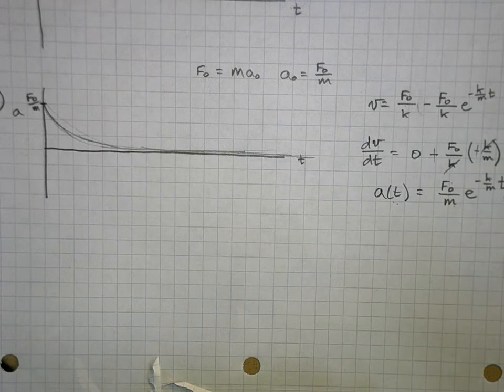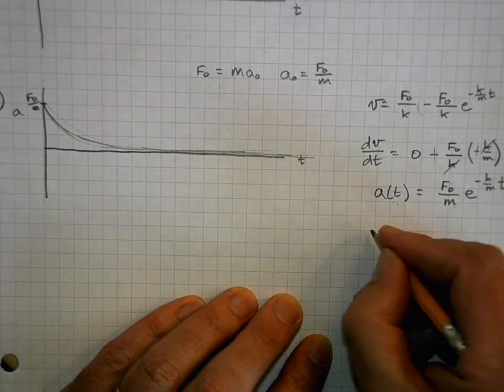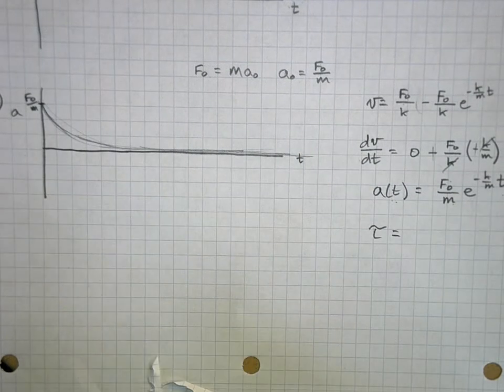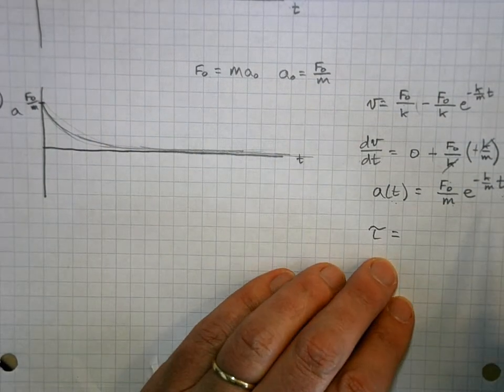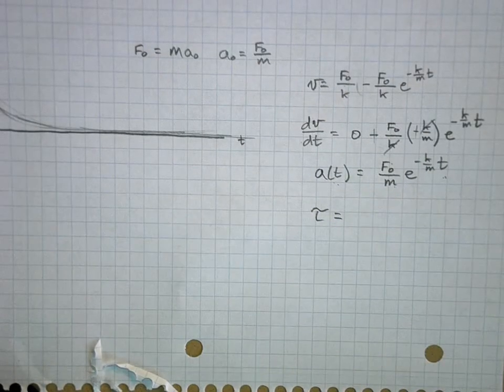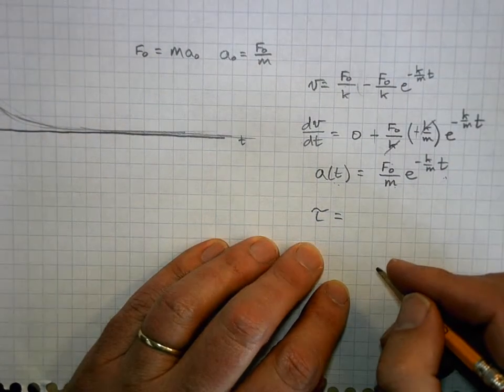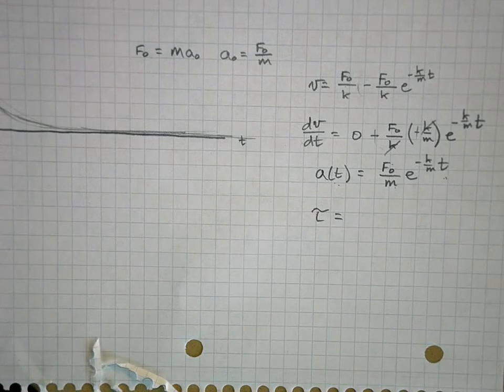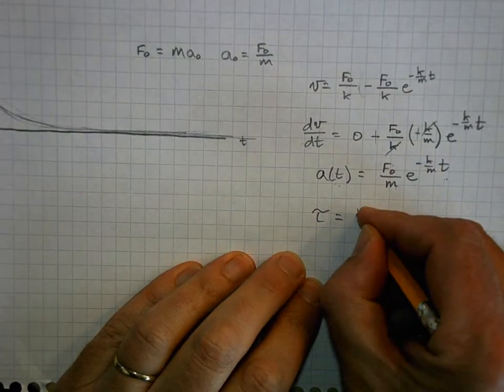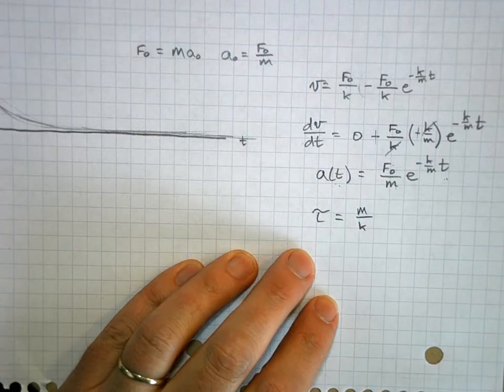What is tau equal to? L over R? No, RC. Look at this expression and tell me what tau is. Negative K over M? No, negative M over K? It's not negative. It's M over K.